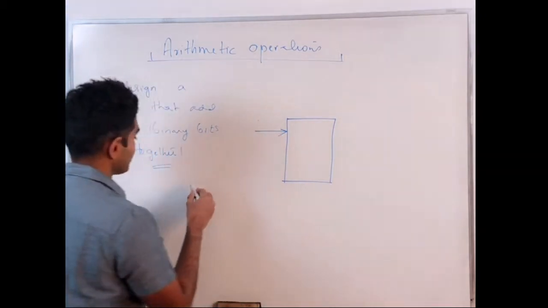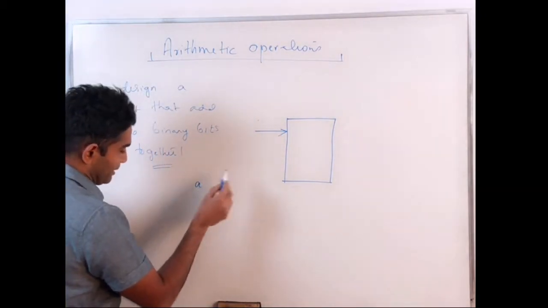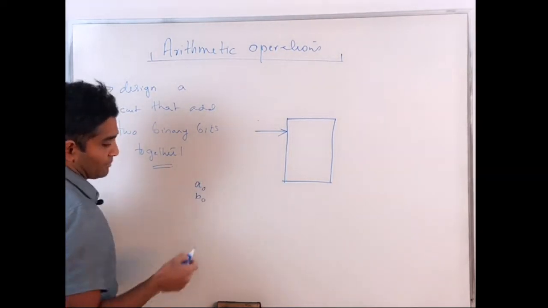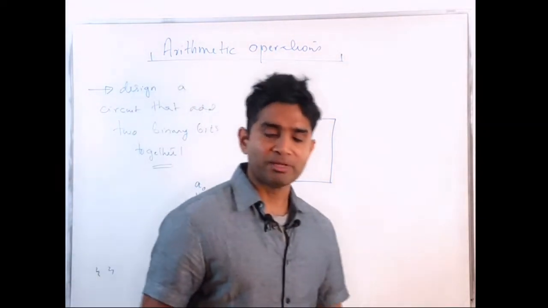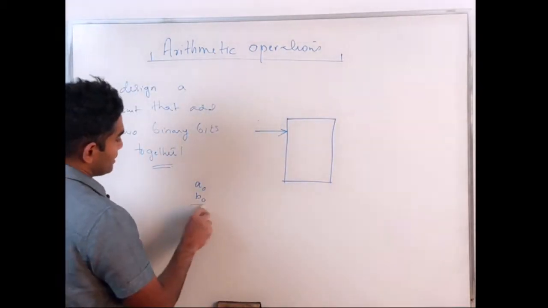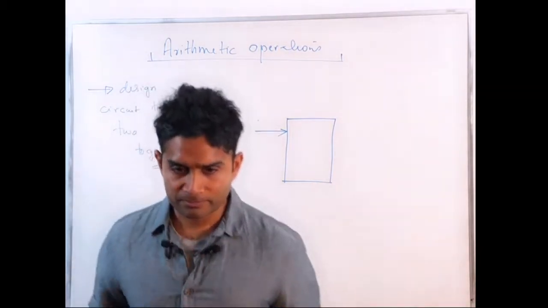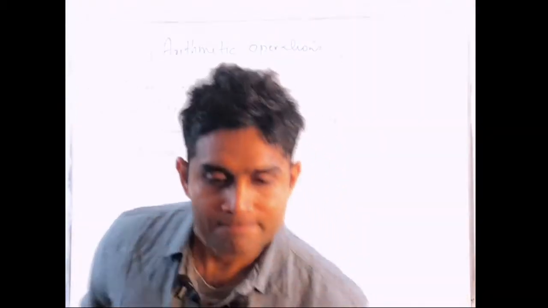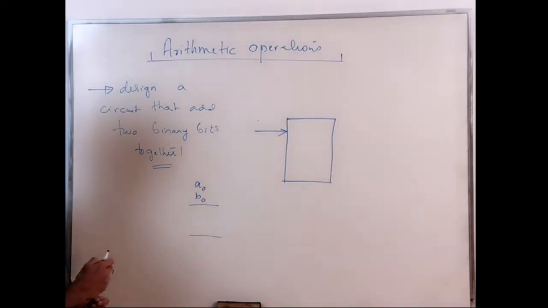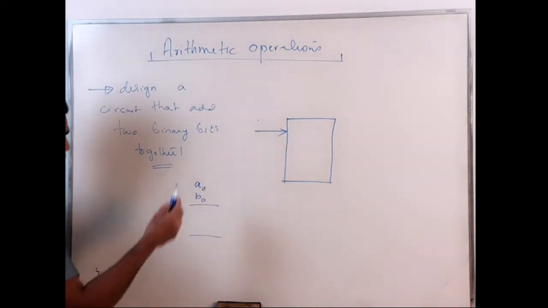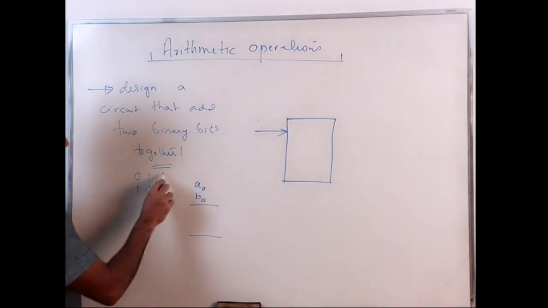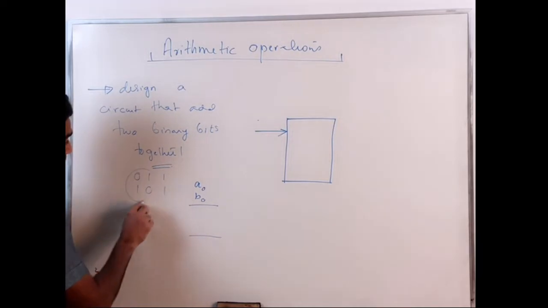Let's say I'm trying to design something that adds A0 and B0. These are two binary bits. A0 can take 0 and 1 values. B0 can take 0 and 1 values. So two binary bits. And how many outputs should I have? When I'm adding two binary bits, what are the different possibilities? I can add 0 to 1, add 1 to 0, and I can add 1 to 1, right?